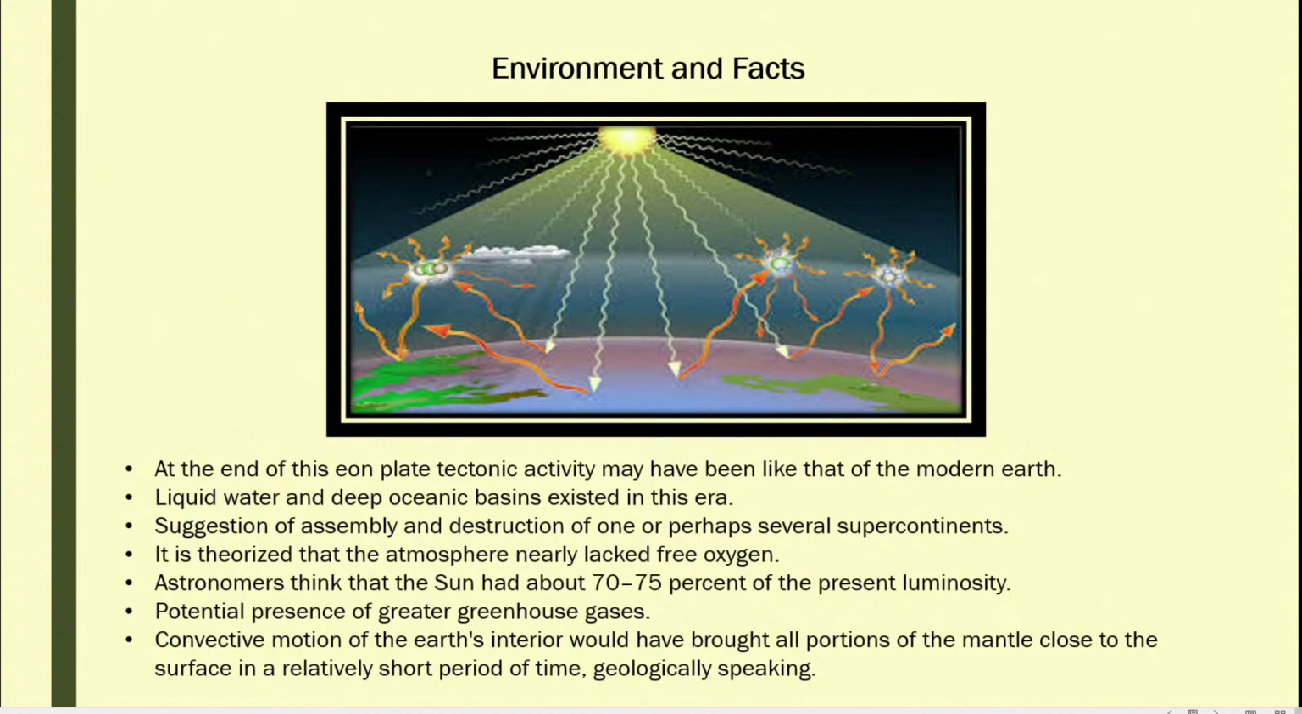Astronomers think that the sun had about 70 to 75% of the present luminosity and potential presence of greater greenhouse gases. Now, the convective motion of the Earth's interior would have brought all proportions of the mantle close to the surface in a relatively short period of time, geologically speaking.